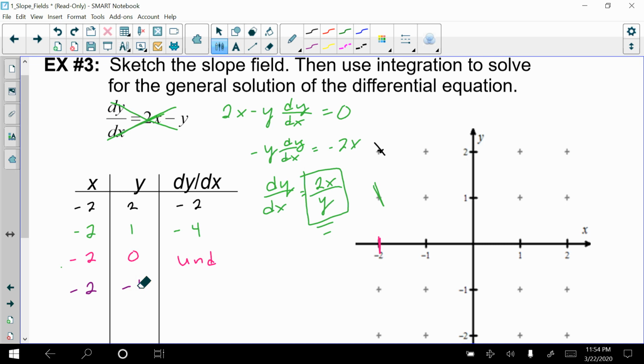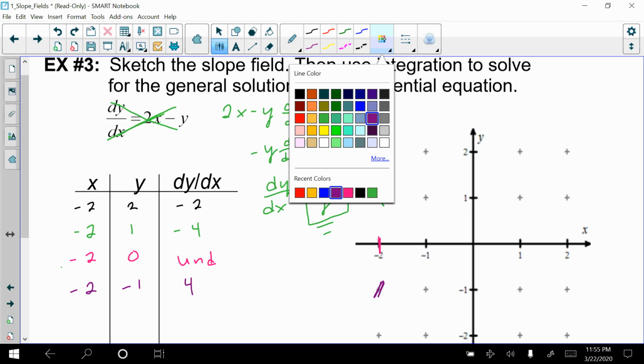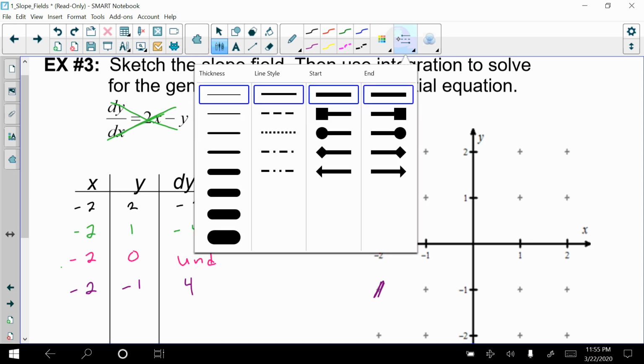Well, negative 2 over a negative 1, or substituting those numbers, we'll get a negative 4 over a negative 1. So that'll give me a slope of a positive 4. So here I have a slope of a positive 4, something pretty steep. Let's keep going. Let me pick another color here. Let's try this yellowish color.